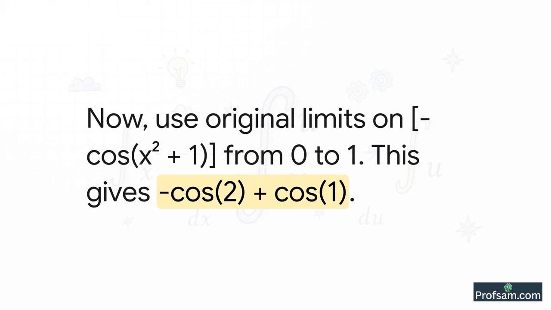Now that we're safely back in the world of x, we can finally use our original limits, which were 0 and 1. We apply these to our answer, negative cos of x squared plus 1. Let's do it. First, plug in the upper limit, x equals 1. That gives us negative cos of 1 squared plus 1, which is just negative cos of 2. Then we subtract the value at the lower limit, x equals 0. Plugging that in, we get negative cos of 0 squared plus 1, which is negative cos of 1. So the whole calculation is negative cos 2 minus negative cos of 1.